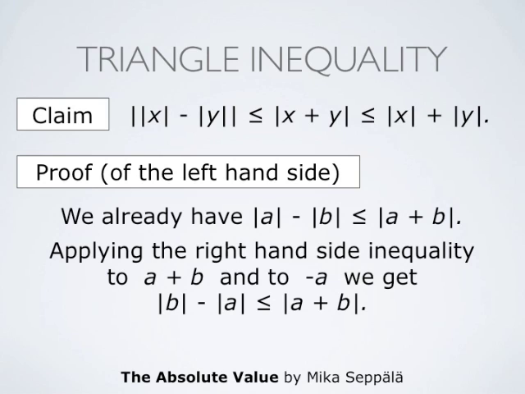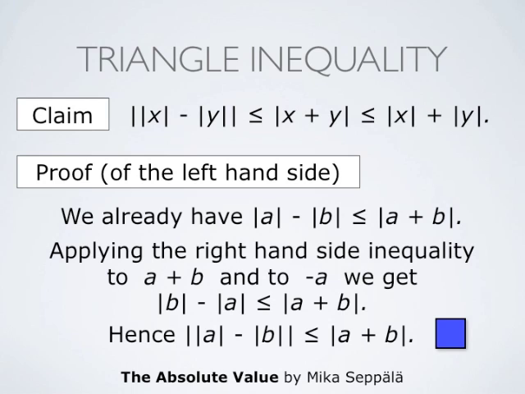Therefore, the absolute value of a plus b is both larger than or equal to the absolute value of a minus the absolute value of b and negative of that. This means that the absolute value of a plus b is greater than or equal to the absolute value of the difference, the absolute value of a minus the absolute value of b. And this is the left-hand side of the triangle inequality for numbers a and b. And of course, since this is true for all numbers a and b, it is also true for all numbers x and y. That is, the triangle inequality is now shown to be true.